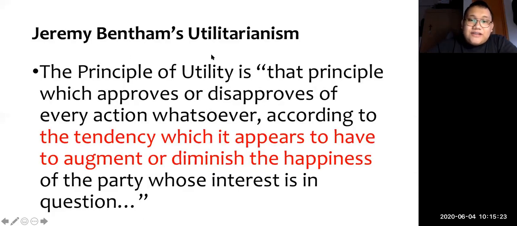The principle of utility is that principle which approves or disapproves of every action whatsoever, according to the tendency which it appears to have to augment or diminish the happiness of the party whose interest is in question. So the principle of utility is to augment happiness or pleasure. Augment means to add up.